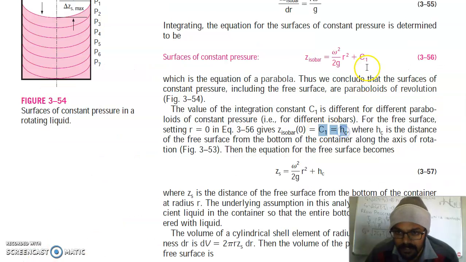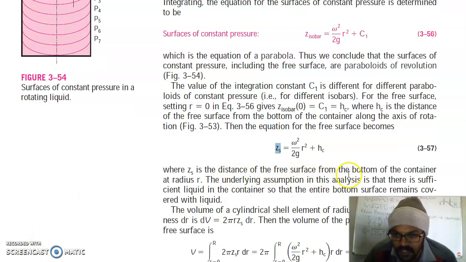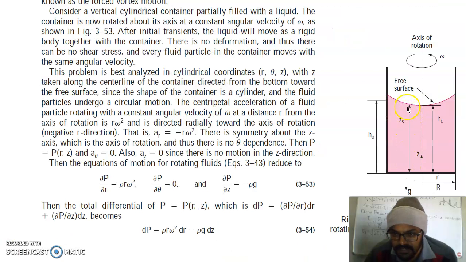So this C1 becomes HC, where HC is the distance of free surface from the bottom of container along the axis of rotation. So when you put here HC, your ZS is equal to omega square by 2g r square plus HC. So ZS is the distance of free surface from the bottom of container at radius r. So this is your ZS. ZS represents this distance from the bottom to the free surface at an r distance from this axis. So if r is 0, ZS becomes HC.